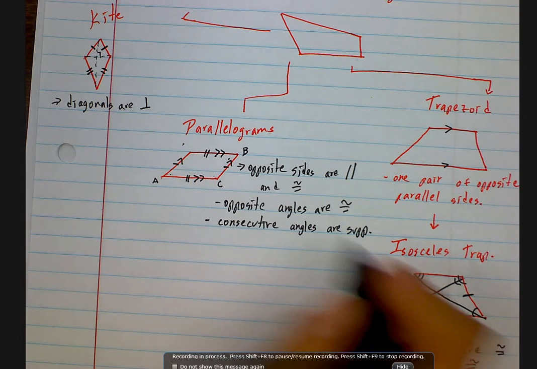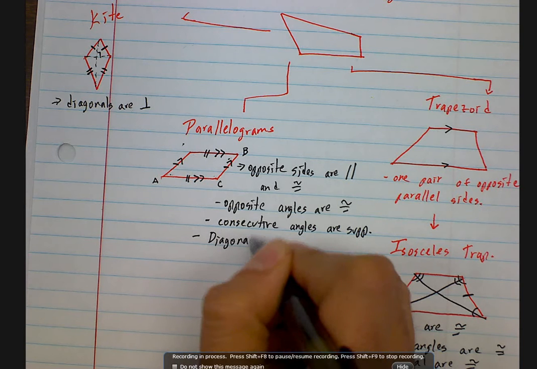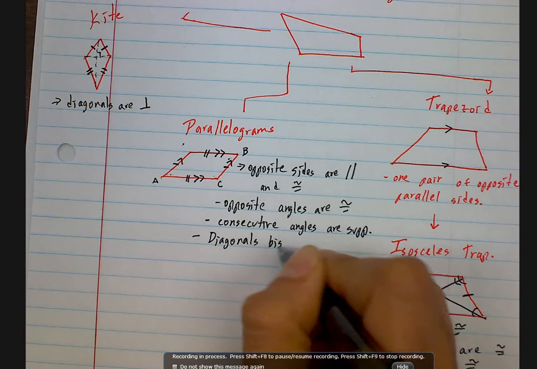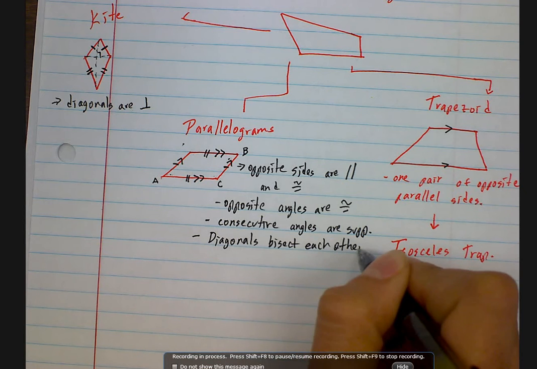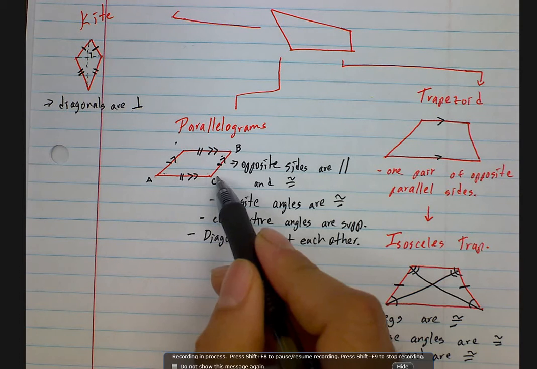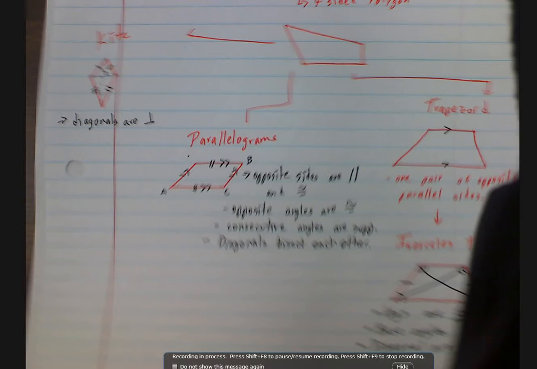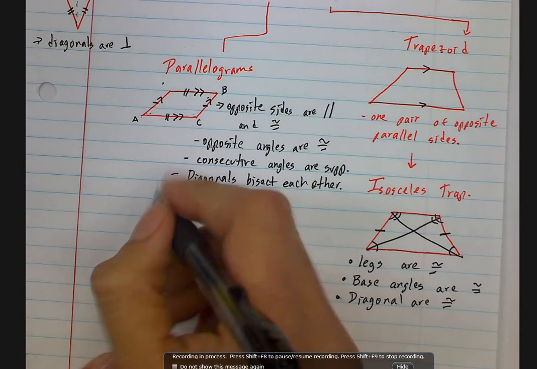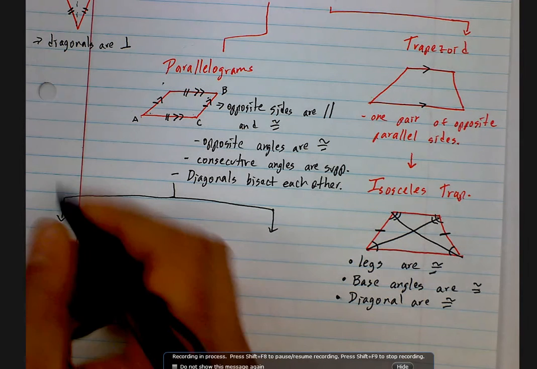Then another one is that diagonals bisect each other. That means this diagonal is going to cut that diagonal in half, and this diagonal is going to cut that diagonal in half. Now from the parallelograms we have two other shapes. One of them is the rectangle.